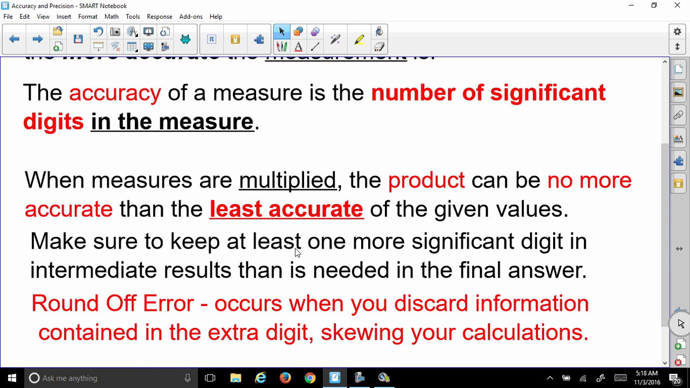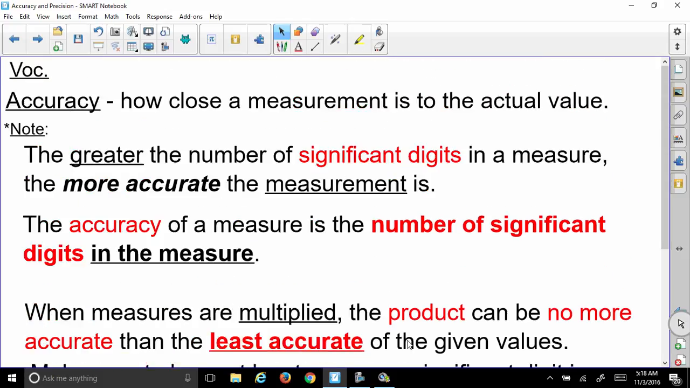Here's something that you might find interesting. When measures are multiplied, the products can be no more accurate than the least accurate of the given values. Make sure to keep at least one more significant digit in the intermediate results than is needed in the final answer, because you have round-off errors that occur when you discard information that contains extra digits. This will skew your calculations. Unfortunately, we're not going to talk about that this year, but that's a good note for hopefully next year.